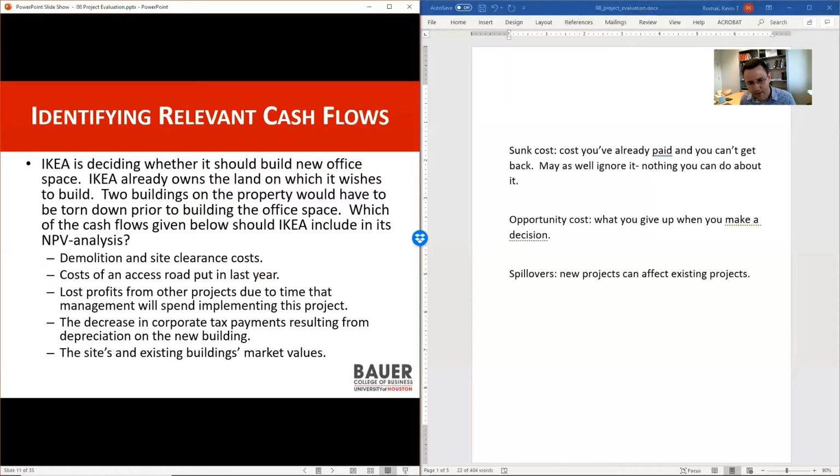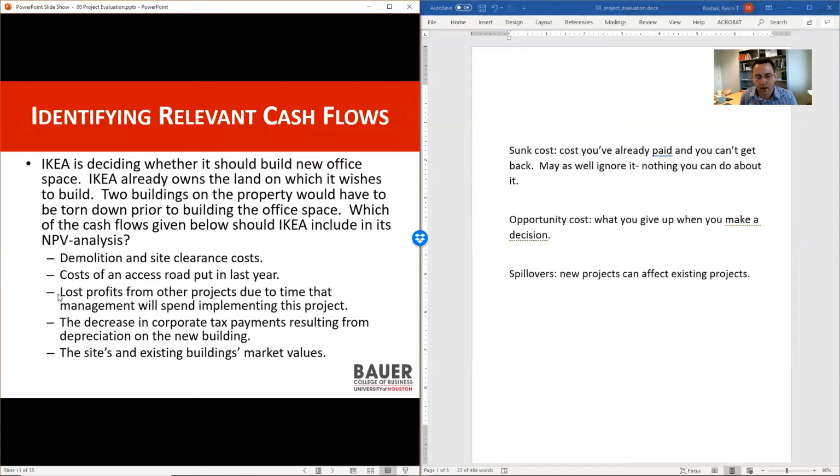The second point, what about the cost of an access road put in last year? Well, what would that be an example of? That's a sunk cost, right? You put in the access road last year, and you can't sell it. You can't get the construction company to give you the money back if they push the dirt back over the road or whatever, right? There's no way that you can get the money back from building that access road last year. Okay, so that's totally sunk. You've already paid it. You can't get it back, so just ignore it. The second point here is irrelevant for the decision to build a new office space.